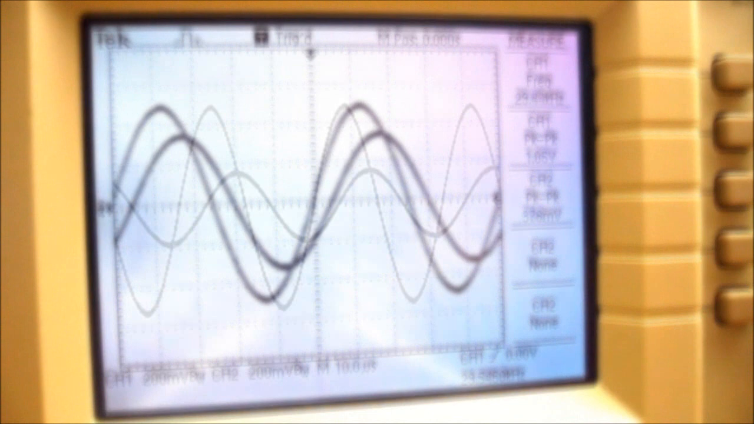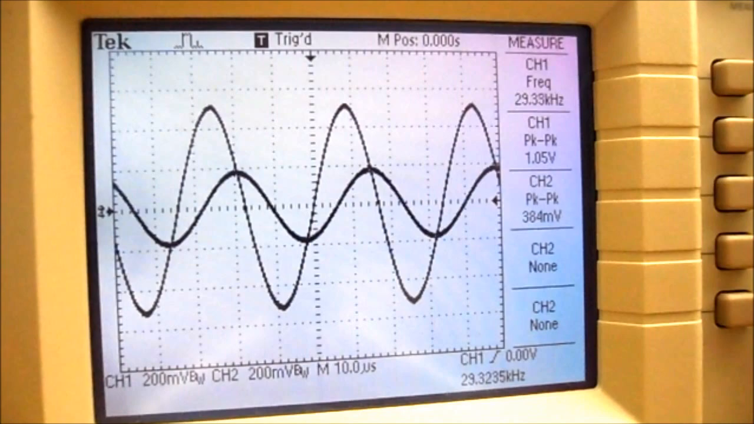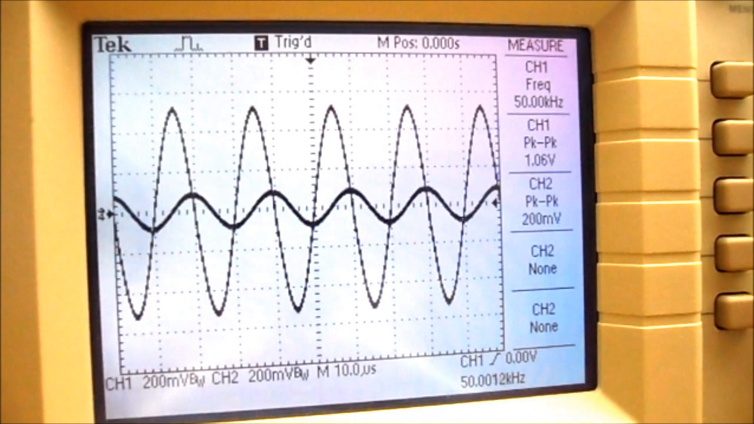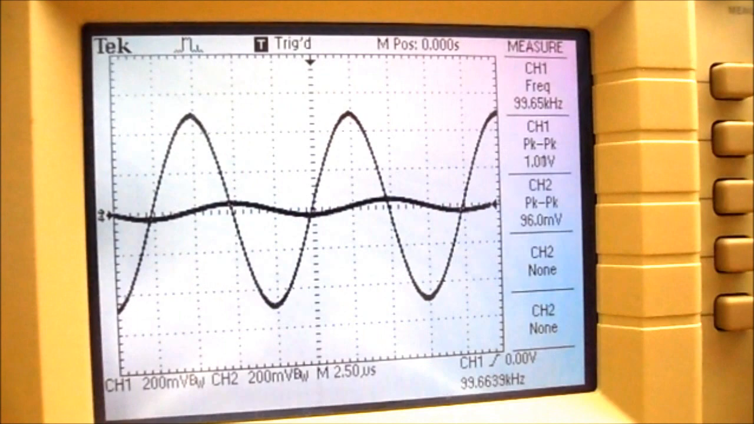At 30 kilohertz, the voltage drop across my resistor is 376 millivolts. At 50 kilohertz, the voltage drop across my resistor is 200 millivolts. At 100 kilohertz, the voltage drop across my resistor is 96 millivolts.